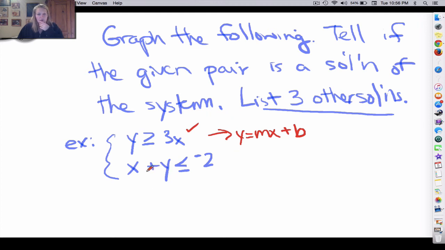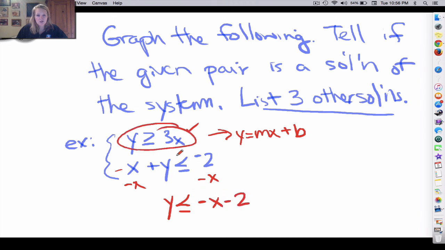But this one you would want to move the x over, so you would subtract x, you would get y, and you didn't subtract a negative number, you didn't divide or multiply a negative number, so you don't change the sign. Negative x minus 2. Okay, so now you have your 2 equations. These are the 2. And then actually let's go ahead and go through this.